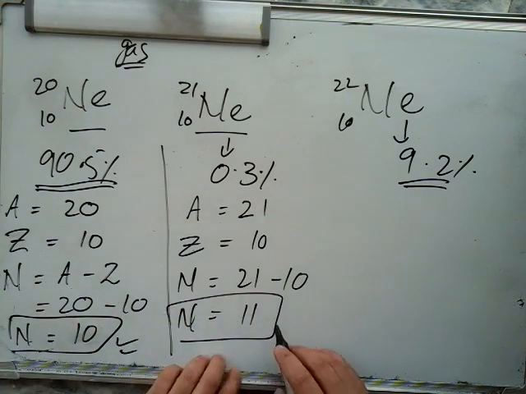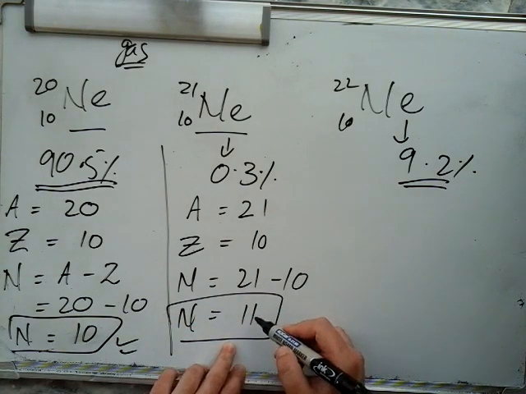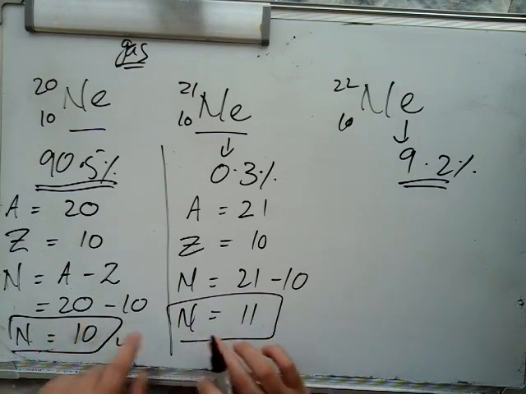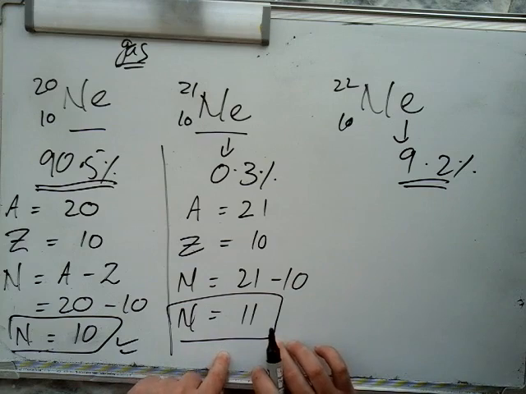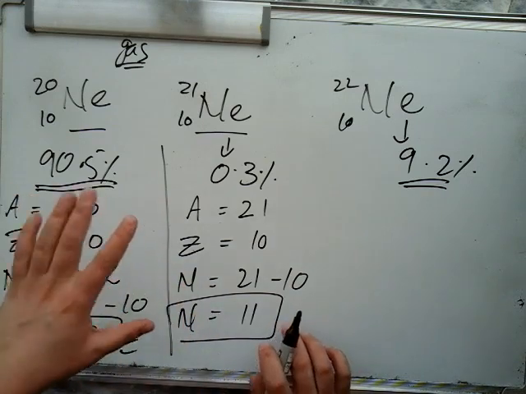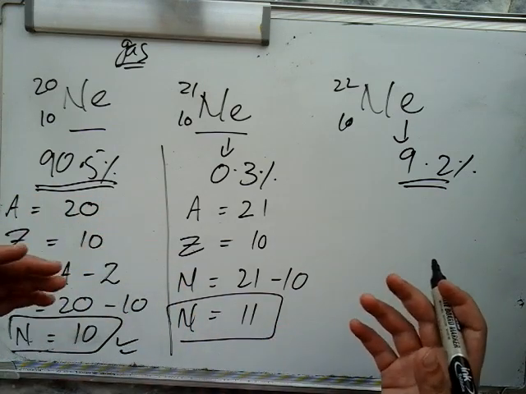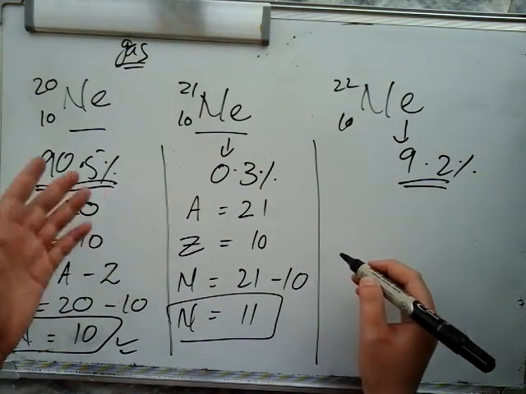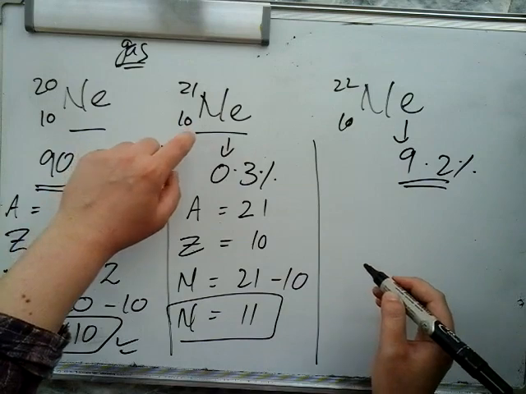So here the nucleus is heavier. Why? Because one extra neutron is present. Here the neutron number is 11, here it is 10. So this nucleus is a little bit heavier, so it will also be unstable. And because of instability, it will emit radiation, and we call this neon radioactive.